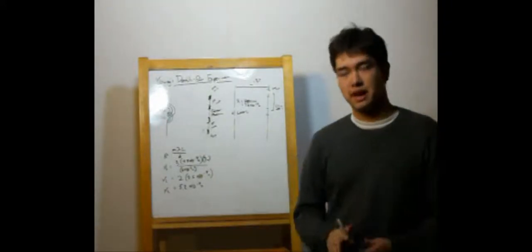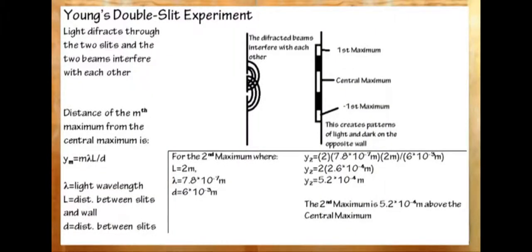Alright, to recap. Young's double-slit experiment is performed with two slits in a barrier and one wall on the other side. Light is shown through those two slits, and then it diffracts, bends around those slits. The two beams of light will then interfere with each other, creating a pattern of light and dark on the wall opposite the two slits. Right in the center, you're going to have a beam of light, which is going to be the central maximum. On either side is going to be a bit of darkness, and then you'll have another maximum. If you're going upwards, you'll have positive maximums. If you're going downwards, you'll have negative maximums.